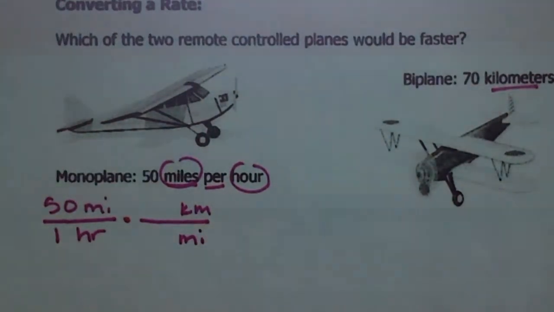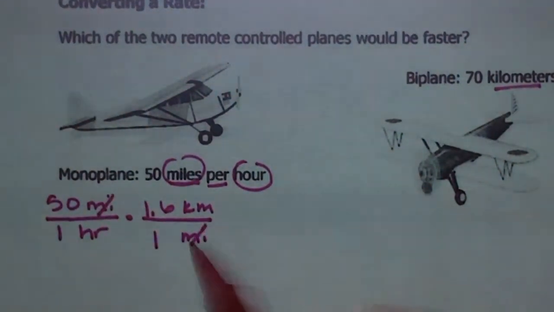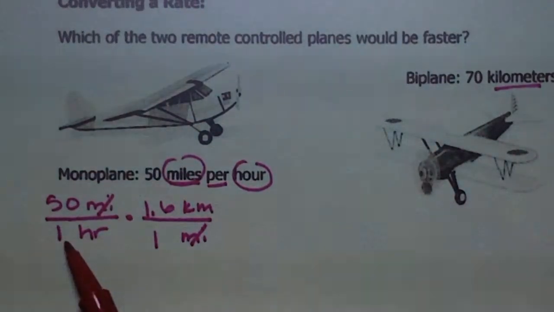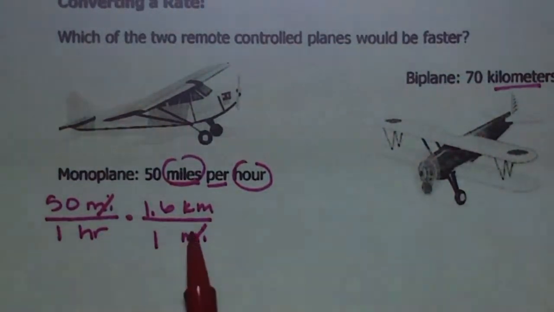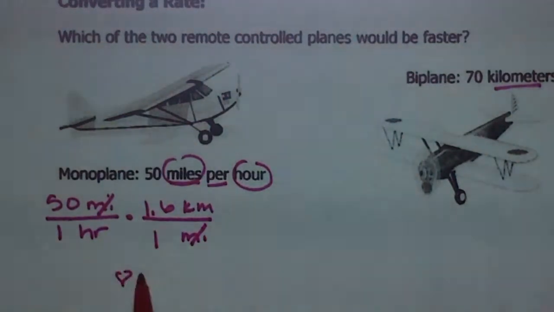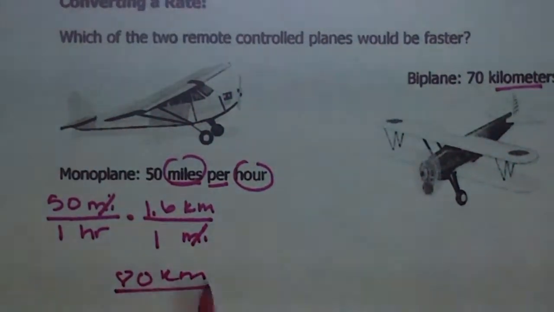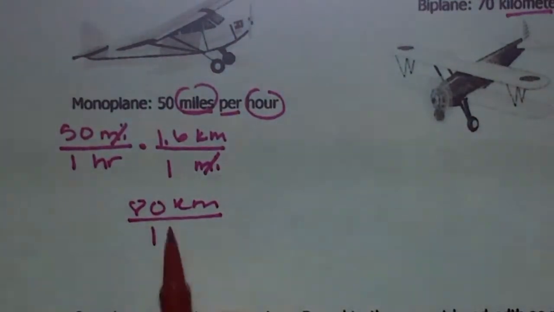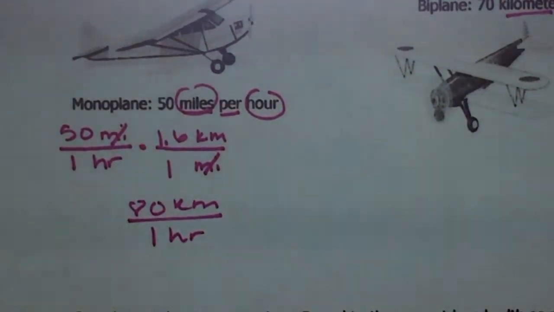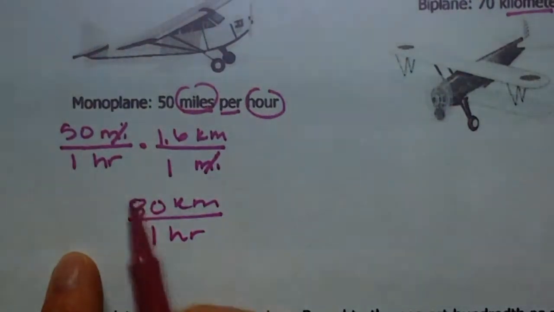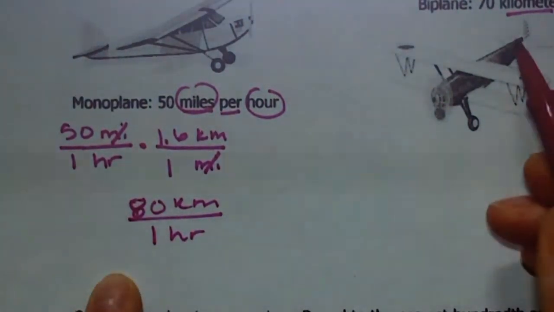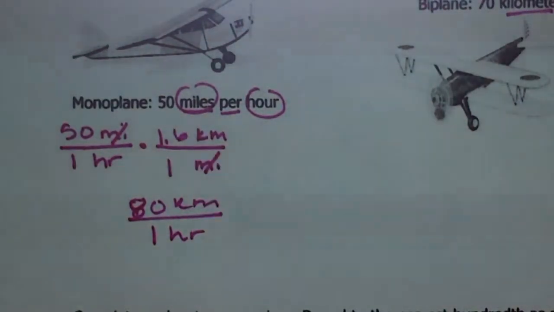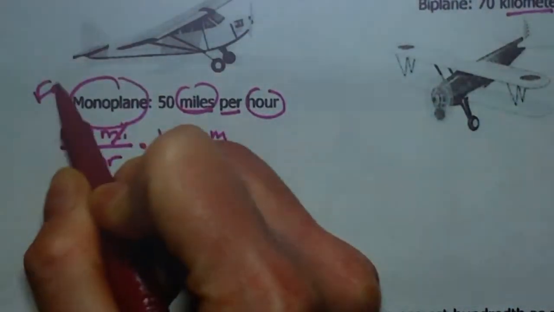So on our little sheet, it said that 1 mile is equal to 1.6 kilometers. So here, miles cancel out. You're left with 50 times 1.6 kilometers, which gives me 80 kilometers. And on the bottom, we're left with 1 hour times 1, which is just 1 hour. So we still have our rate here. It's 80 kilometers per hour. And that's 70 kilometers per hour. So even though this was 50, the monoplane would be faster. I hope I'm saying that right.